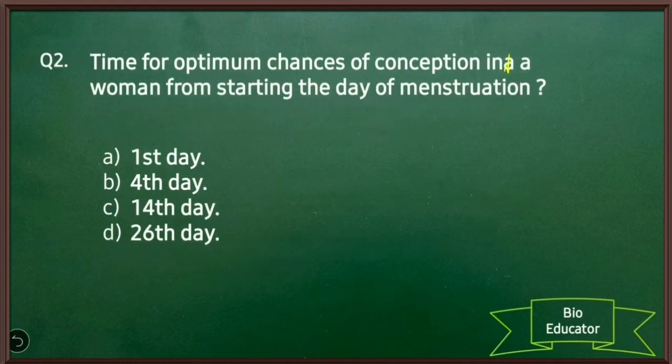Question number 2. Time for optimum chances of conception in a woman, counting from the starting day of menstruation. Here C is the right answer. On the 14th day, because on the 14th and 15th day, the secondary oocyte is released from the ovary and the thickening of the endometrium wall of the uterus also takes place.